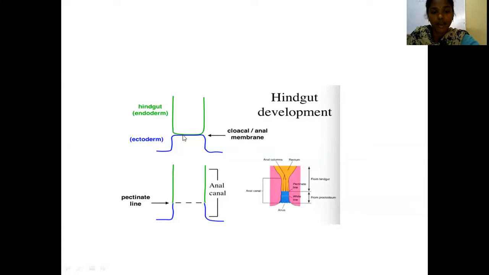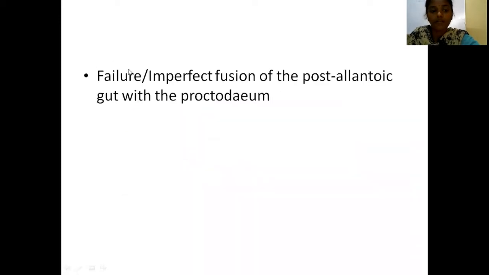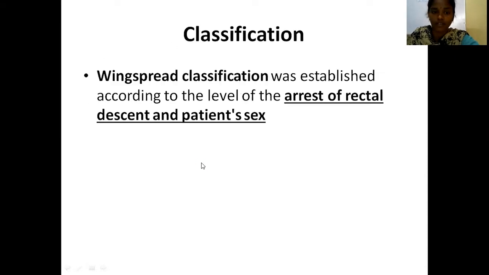The anal membrane is lined by endoderm on the inner side and ectoderm on the outer side. Generally, this membrane, the cloacal or anal membrane, gets resorbed at around the 8th week of gestational age. If there is failure to resorb this layer, it will lead to the formation of a persistent anal membrane or imperforate anus. The failure or imperfect fusion of the post-allantoic gut, that is the hindgut, with the proctoderm, that is the anal membrane, leads to the formation of anorectal malformations.